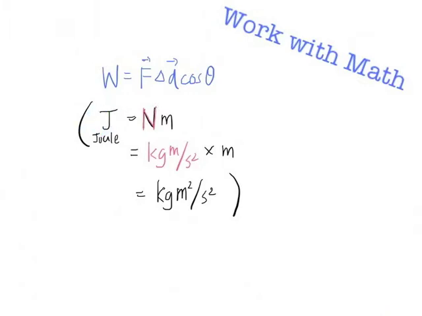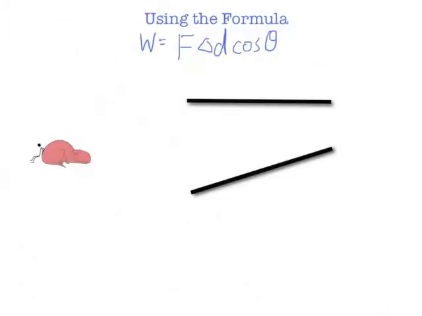Now let's use the formula in a couple of examples. If, for example, I had a person pushing a dinosaur to the right, and the dinosaur is moving to the right, now we have the force applied and the displacement having an angle of 0 degrees. And cosine of 0 would then be 1. That makes work equals force times displacement.